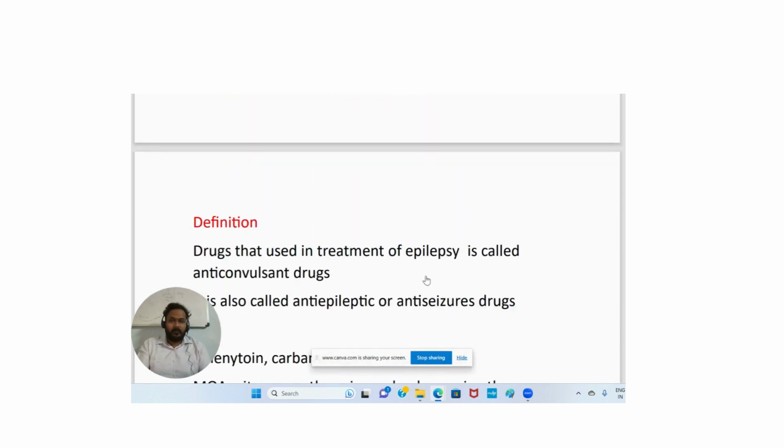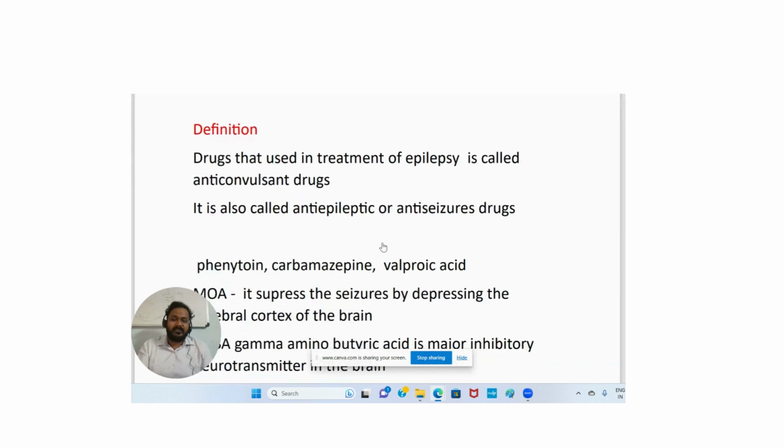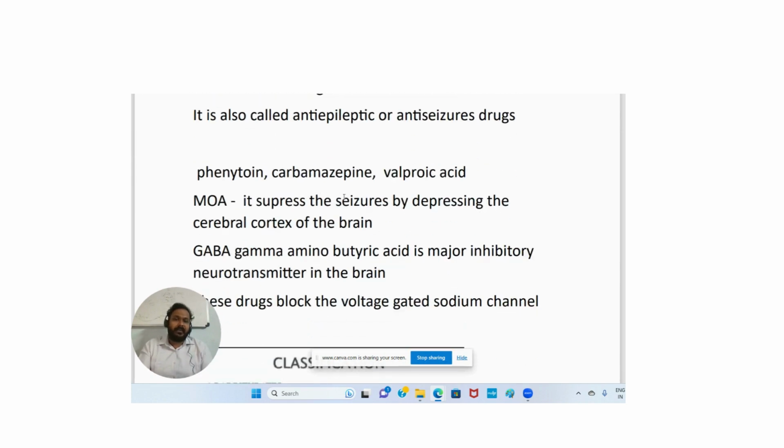Now, the definition of anti-epileptic drugs or anticonvulsant drugs: the drugs which are used in the treatment of convulsions, seizures, and epilepsy are called anticonvulsant drugs. These drugs are also known as anti-epileptic, anti-seizure, and anticonvulsant. Phenytoin, carbamazepine, and valproic acid are common examples of anti-epileptic drugs.